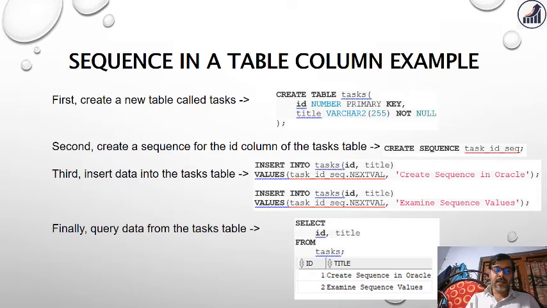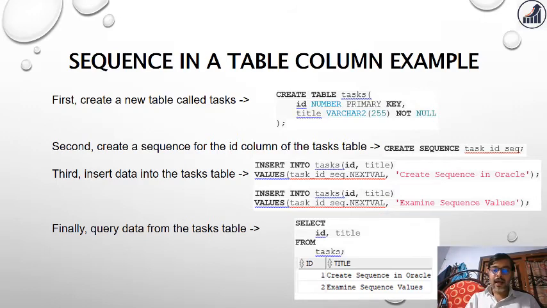Second, you create a sequence for the ID column of the task table. Create sequence task_id_sequence. Third, you insert data into the task table. Insert into task (ID, title), and the values are like this: task_id_sequence.nextval. So the values use the sequence's NEXTVAL.